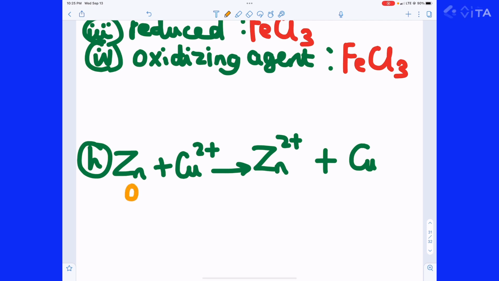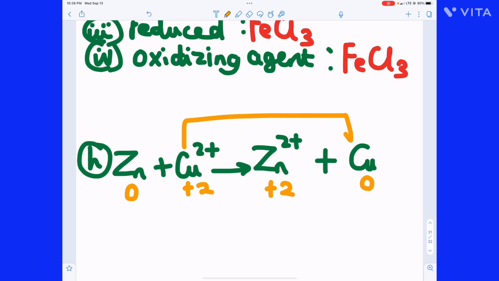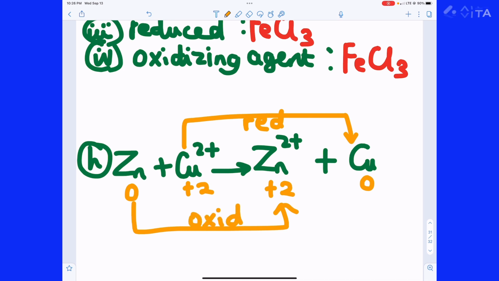The oxidation number of zinc is 0 on the left, but +2 on the right. The oxidation number of copper is +2 on the left, but 0 on the right. So reduction took place with copper. Because this is a reduction, then oxidation took place with what? Zinc. This is an oxidation. So take note of that.